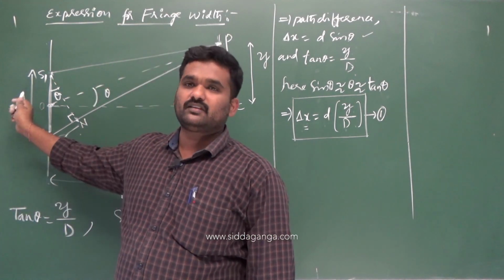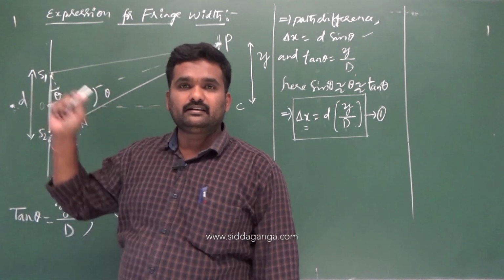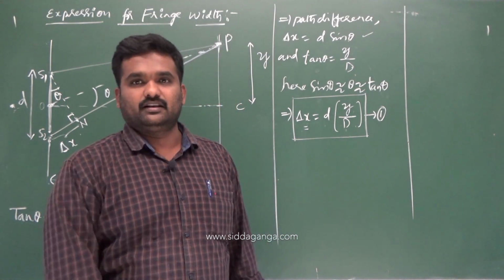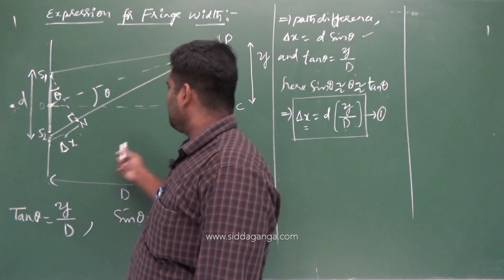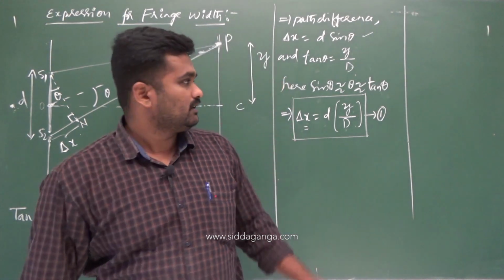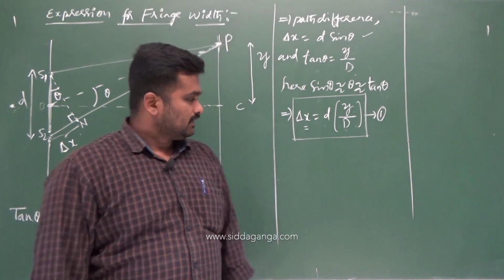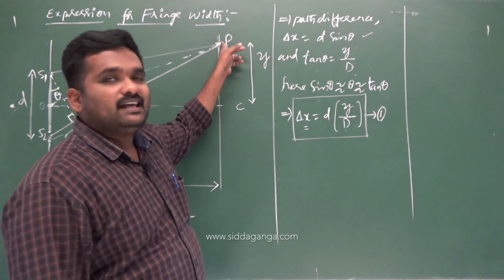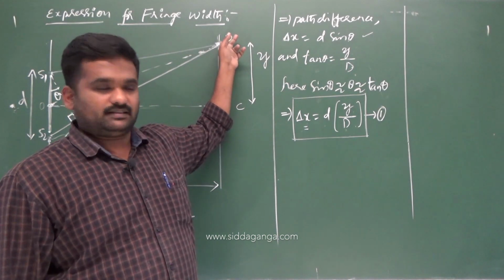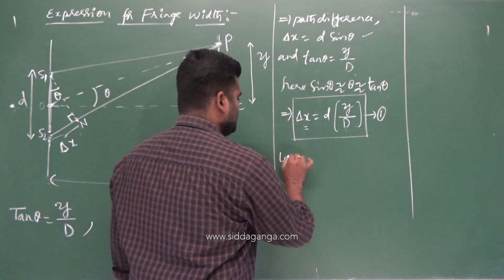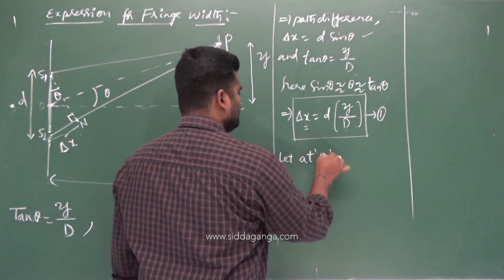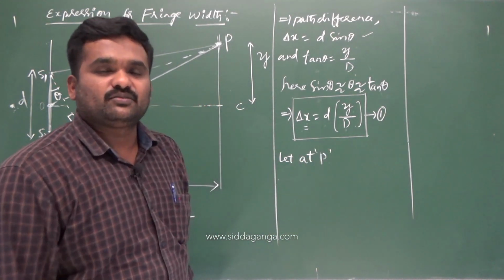Most of the time they will give the wavelength of the incident light, the lambda value, the capital D value, and the small d value. So then how do we write the value of delta x? Let us say a constructive interference has taken place at this point. Let the nth bright fringe be formed at P.